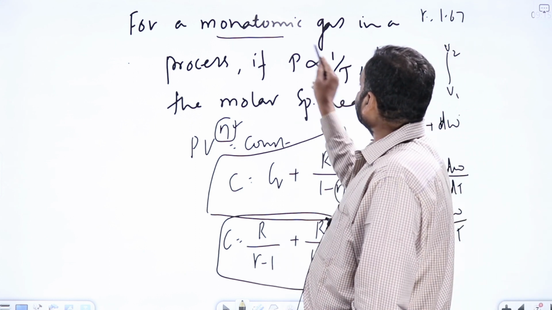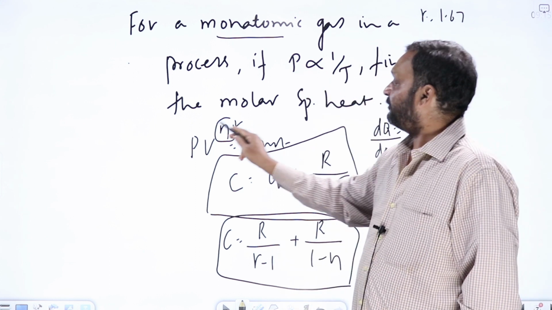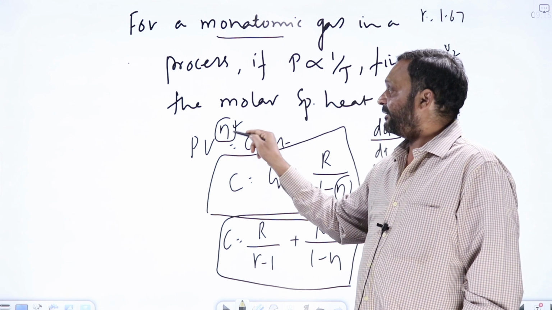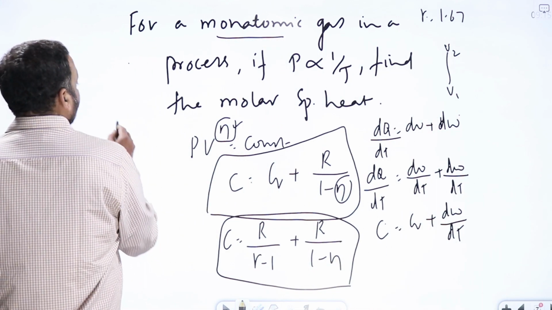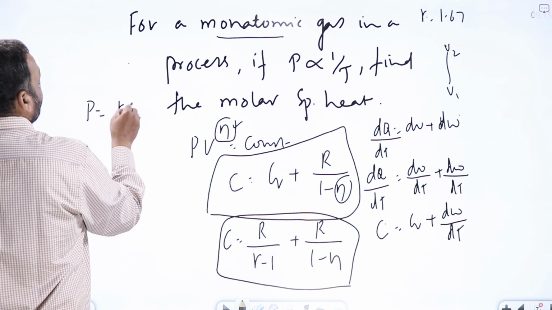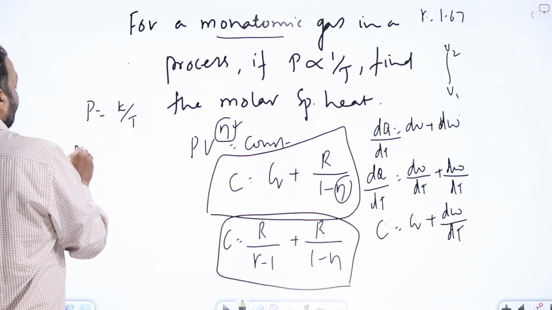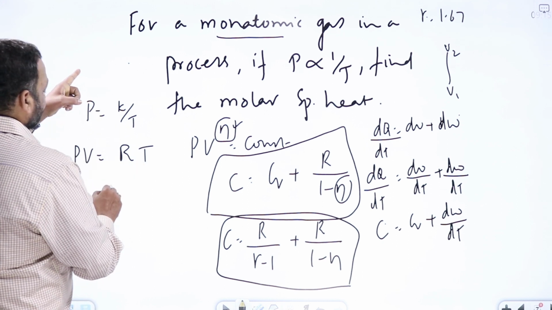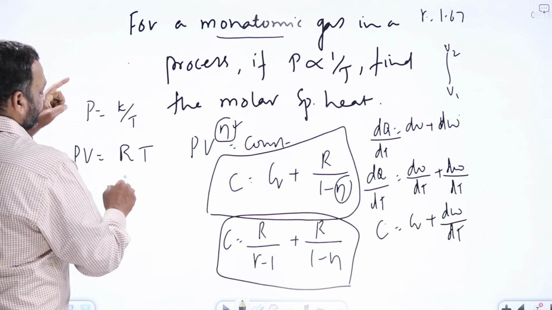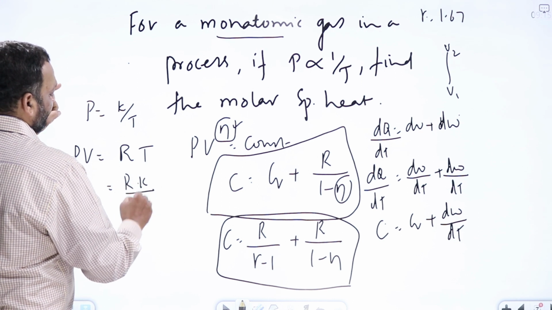Now we have to put this expression P proportional to 1 by T in the form PV to the power n and try to find out what the n value is. Now P is proportional to 1 by T, or P equal to some constant K by T. So for an ideal gas, PV equal to RT for 1 mole. T equal to, I'll put K by P. So it is nothing but RK by P.